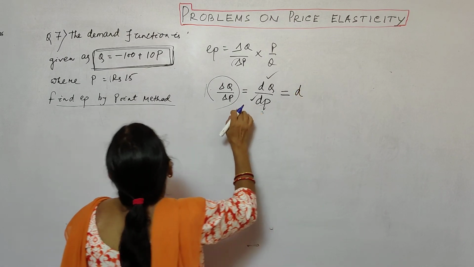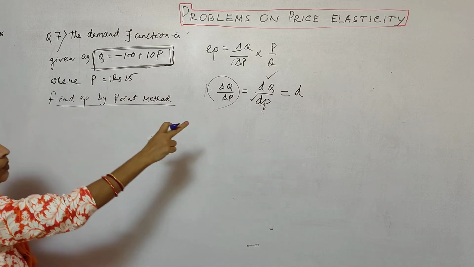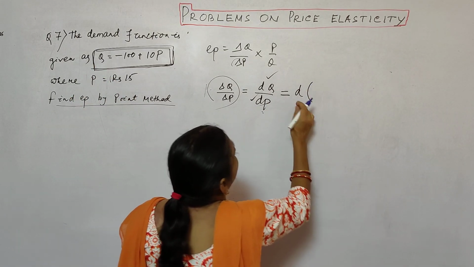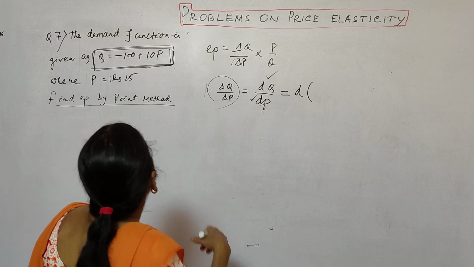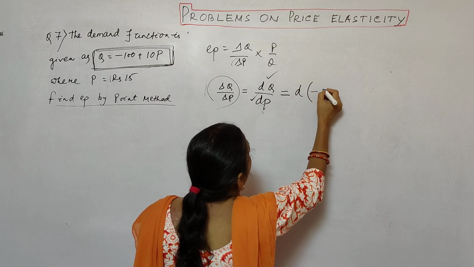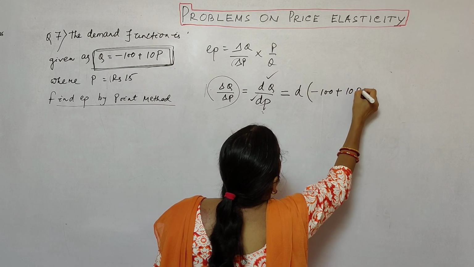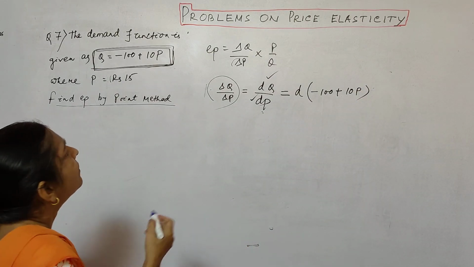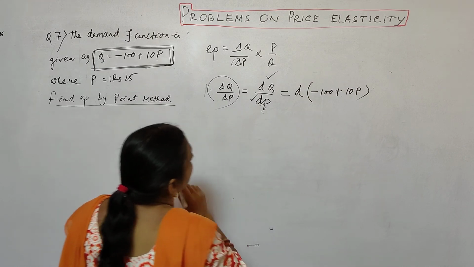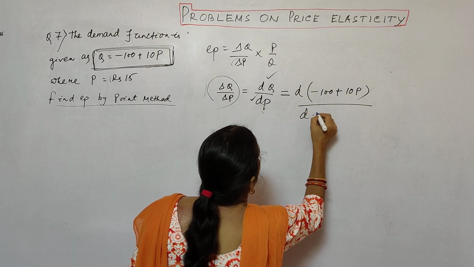Now we will substitute the value of dQ by dP. They have given the value of Q, and we will put this value of Q here. We keep d outside because it is in derivative form. So what is the value of Q? Q equals minus 100 plus 10P. So dQ is d of this value of Q, divided by dP.